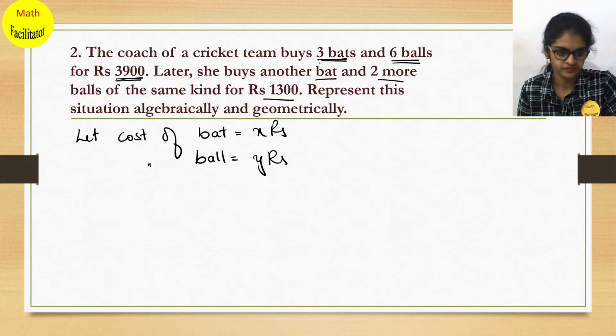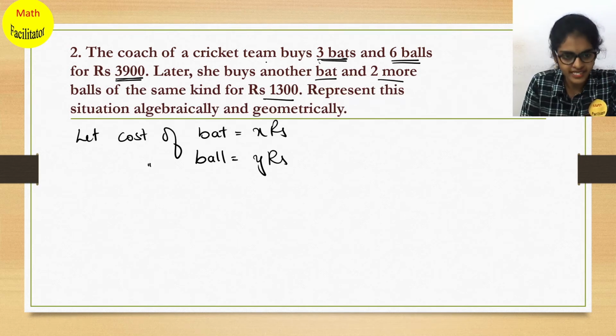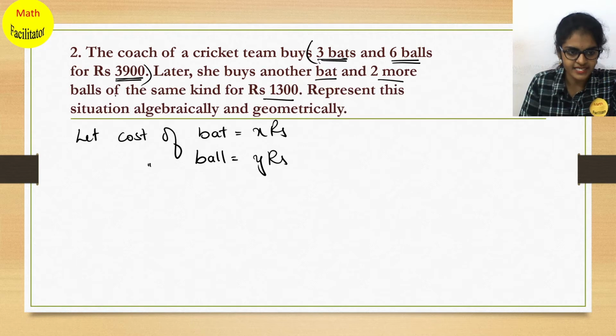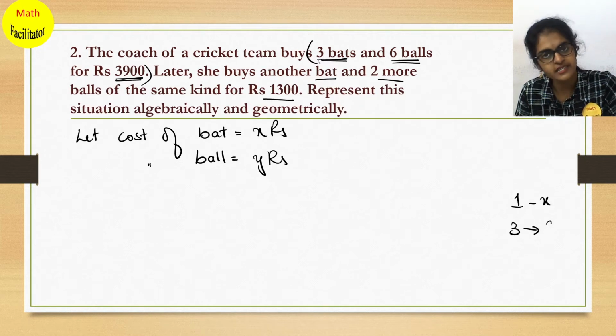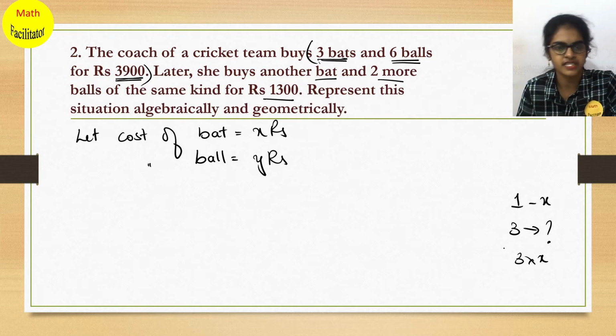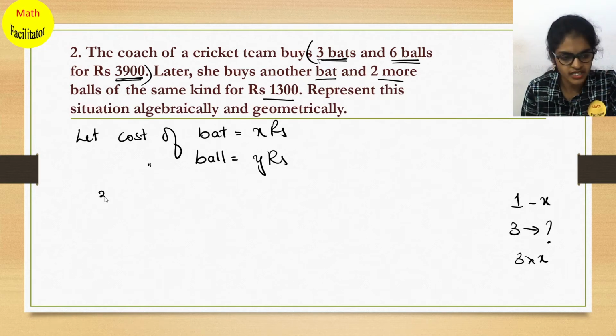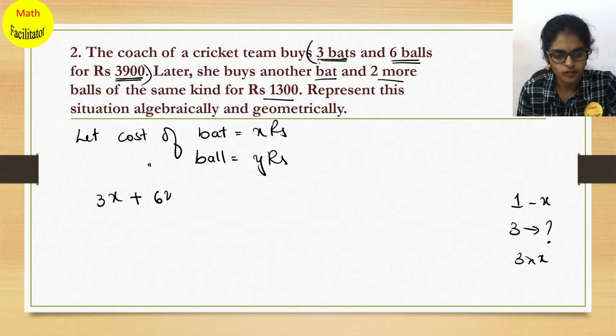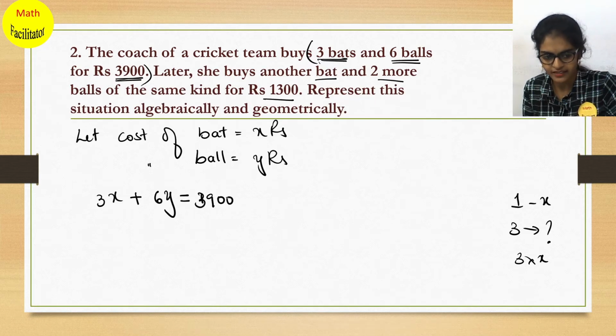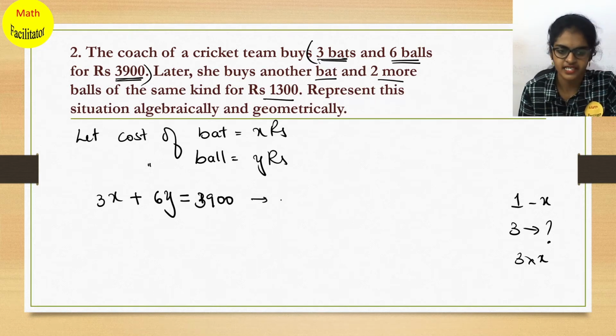So now, yes, the first condition, 3 bats, 6 balls. 1 bat cost is x rupees. 3 bats cost is 3 into x rupees, isn't it? So 3 bats cost is 3x. Okay, 3 bats cost is 3x plus 6 balls cost is 6y. So the total amount you are paying is 3,900. This is the first condition.